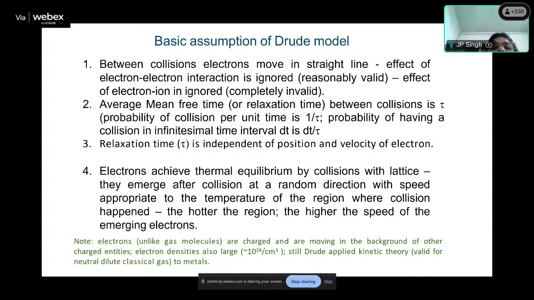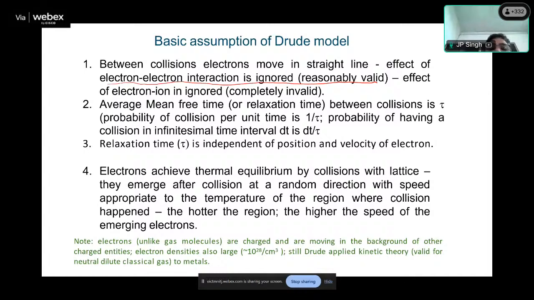So any kind of interaction, either electron-electron, this electron-electron interaction is already ignored, that we understand, because the electrons are moving in a straight line, which is reasonably valid also. But the effect of electron-ion is also ignored. So we are not considering the potential of the positive ion core, and that is actually a completely invalid kind of assumption, but it was taken in this model.